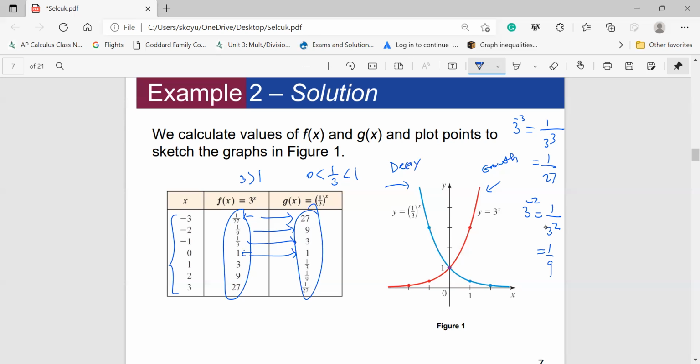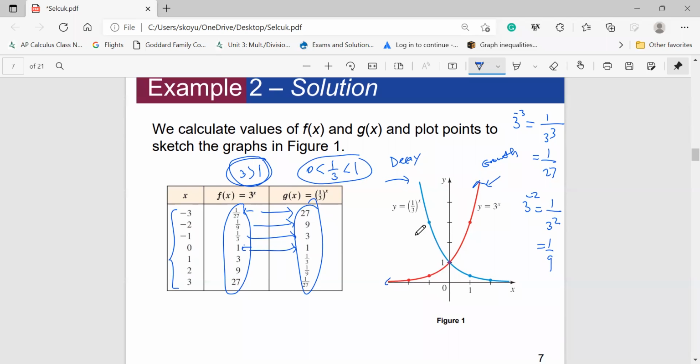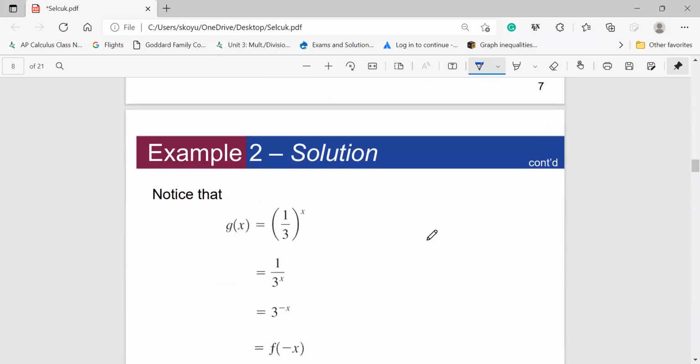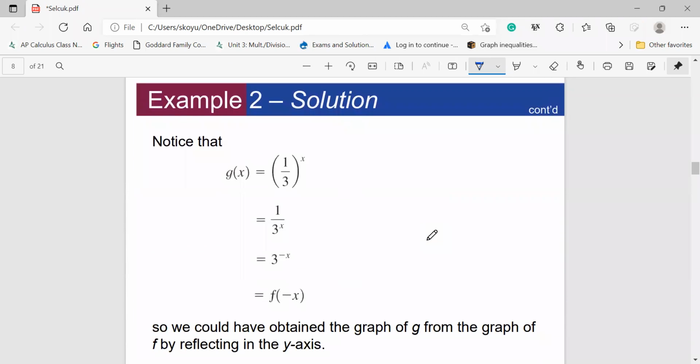So simply, I'll write down the more general definition for this. But simply, if your graph is increasing, then it's called a growth function. And if the base is between 0 and 1, then it's called a decay function, which I write here. So if the base is bigger than 1, it's growth. If the base is between 0 and 1, it's a decay function. And then all other transformation rules will also apply here, which we discussed in the previous videos. So you can apply the same techniques here.